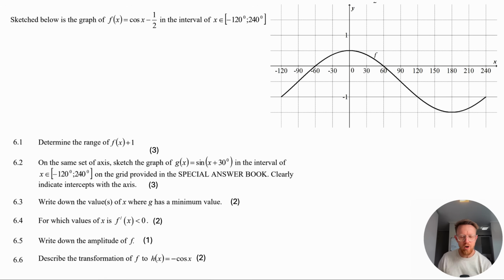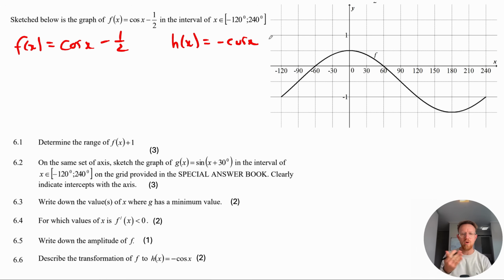Okay, so describe the transformation to go from f, which is currently this, to negative cos x. So they pretty much just want to know, how do you transform a graph that looks like this into a graph that is negative cos x? So the first thing we need to do, if we just write out f of x equals cos x minus a half, and we want to get it to become that. And they want to know, how do you do that? Like, how do you transform it?